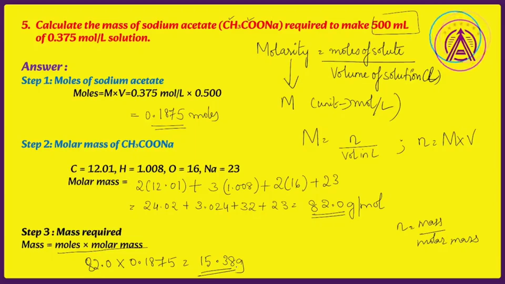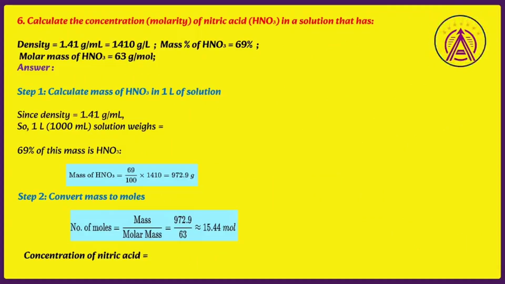Let's discuss. So the 6th question goes like this: calculate the concentration in terms of molarity of nitric acid, that is HNO3, in a solution which has a density of 1.41 grams per ml. The mass percentage of nitric acid is 69% and the molar mass of nitric acid is 63 grams per mole. Now what are they asking you? They're asking you the molarity.